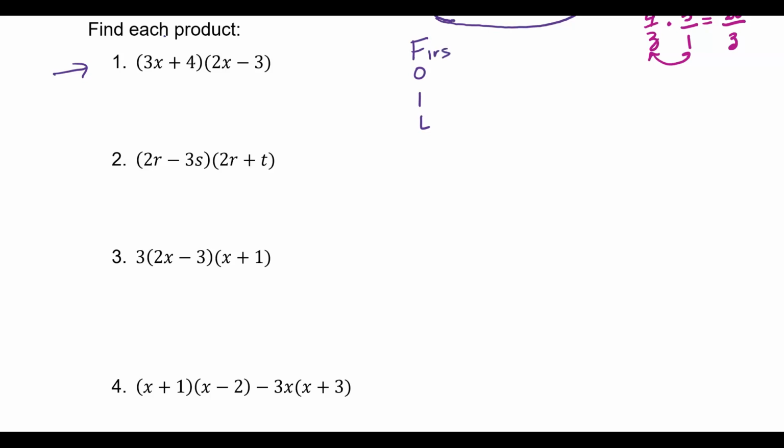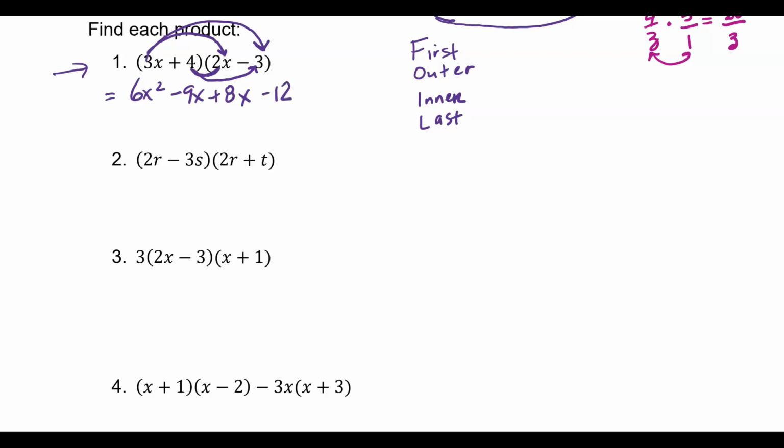It stands for first, which basically means we're going to multiply our first terms together. 3x times 2x is 6x squared. Then we're going to multiply our outer terms together, which is 3x times negative 3. Those are the outside terms, right? Near the outside, 3x and negative 3, which is negative 9x. Then I is for inner, which is 4 times 2x. And you have last terms. The last term of each binomial is 4 and negative 3, which is negative 12.